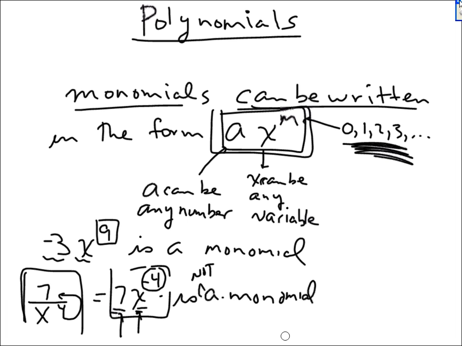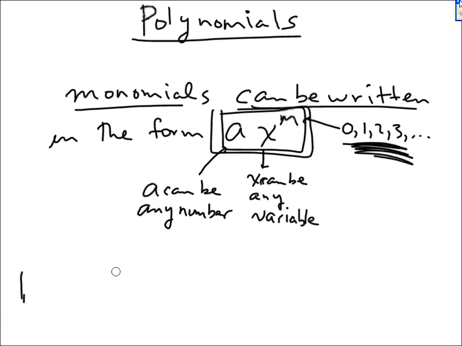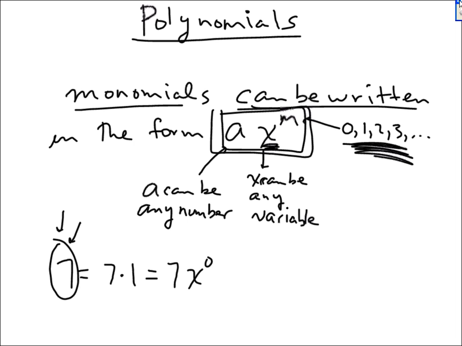Now, here's one where it gets to be a little bit tricky. The constant. 7, negative 9, the square root of 11. Well, 7 is 7 times 1. I want to change the way it looks. I want to introduce an x. That's code for I want to multiply by 1. And you need to remember that x to the 0 is 1. This is 7 times 1, which equals 7. Here's any number, here's my variable, and that's an allowable exponent. This is a monomial.